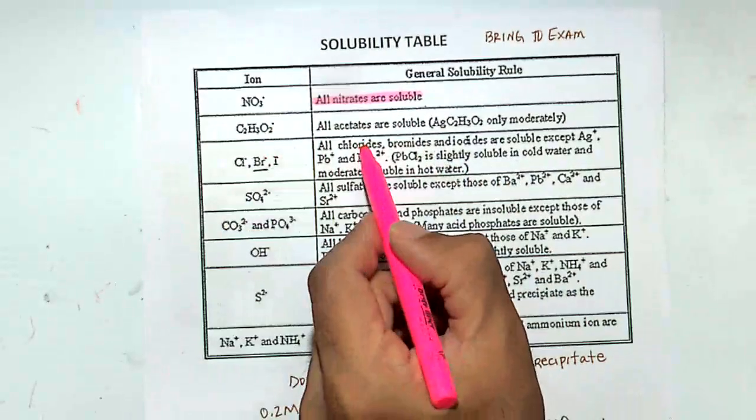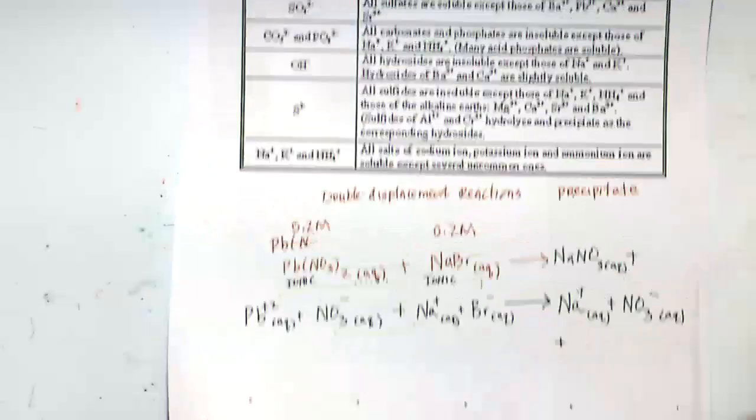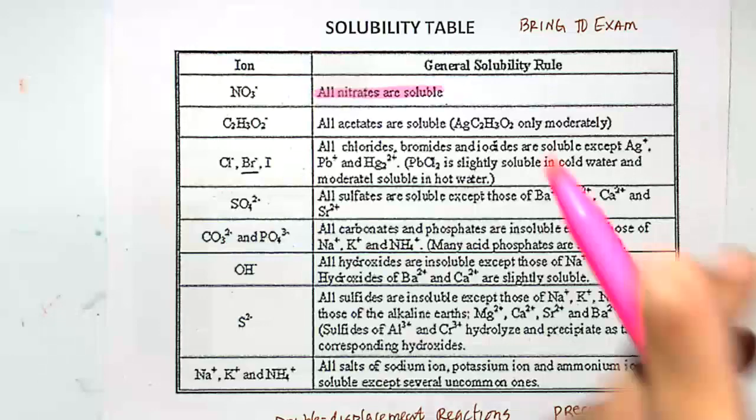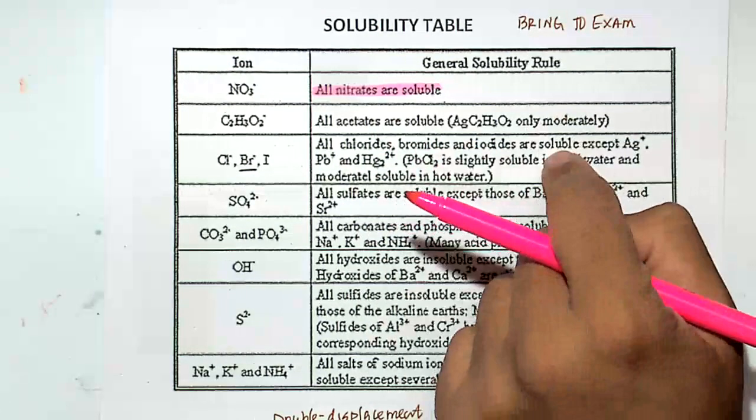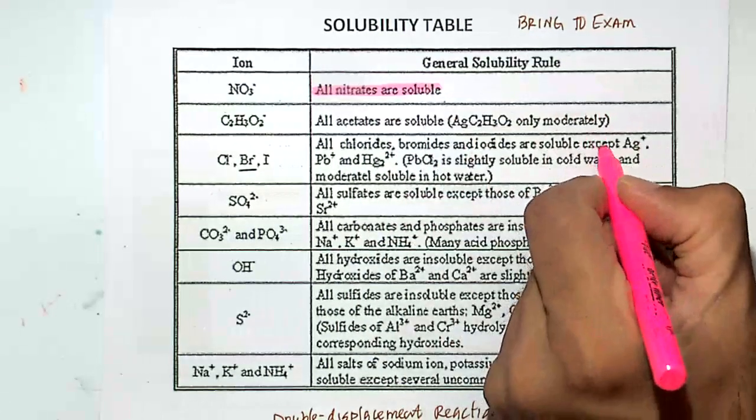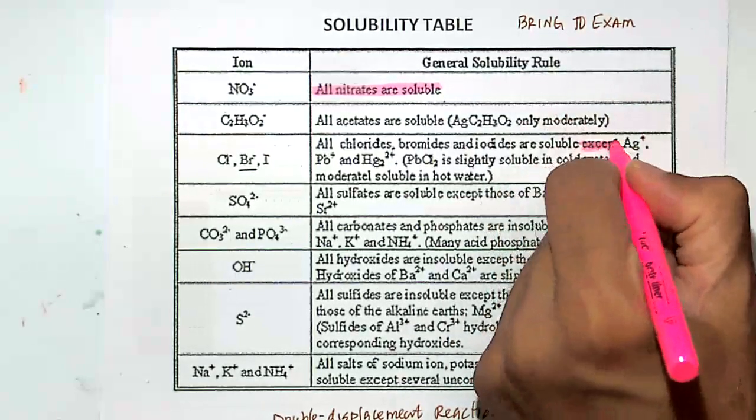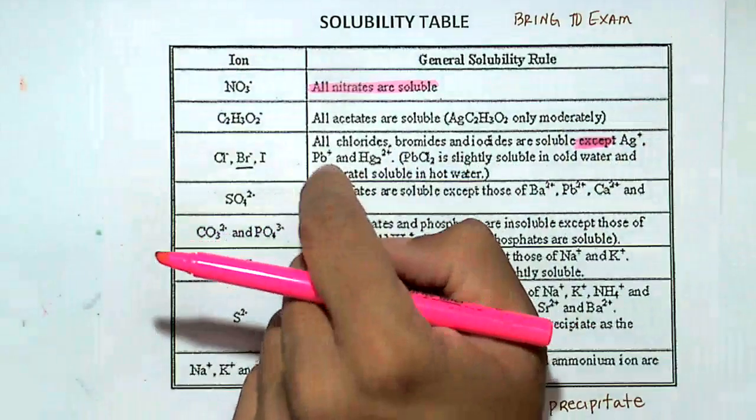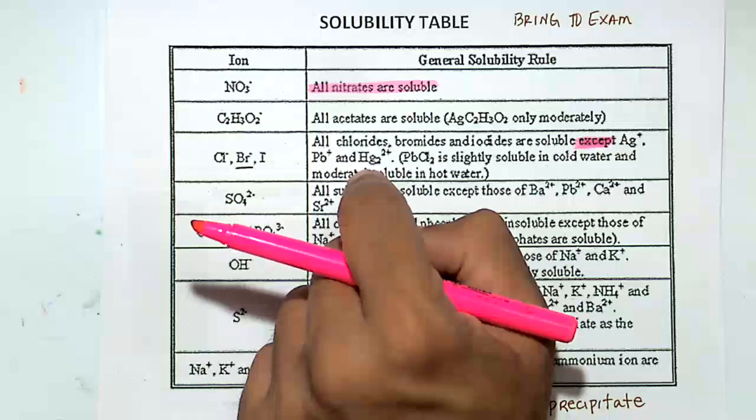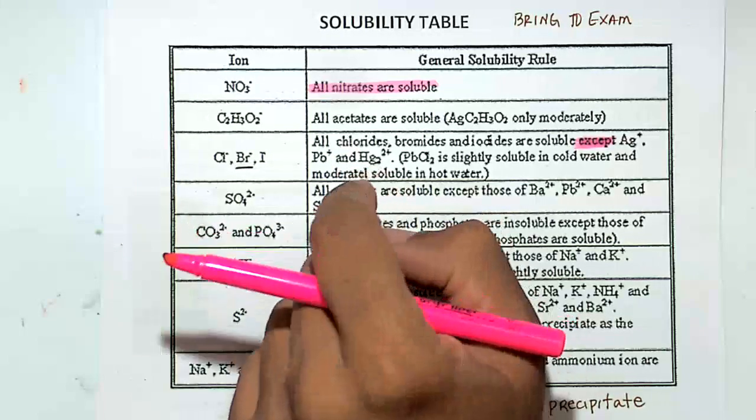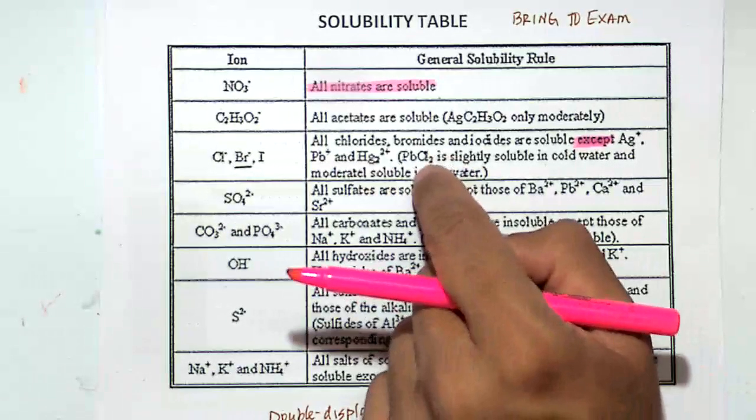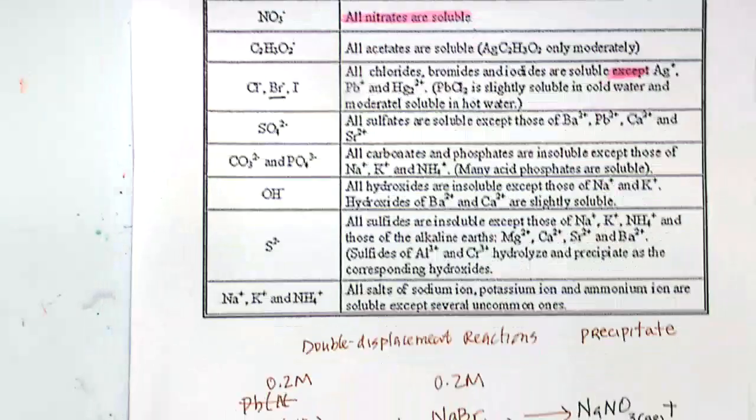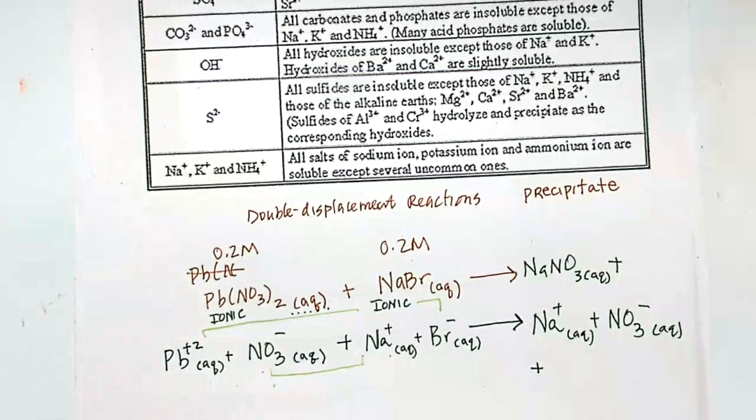Okay, I'm going to read this out. Okay, all chlorides, bromides, we're interested in. All chlorides, bromides, and iodides are soluble. But a lot of people, including myself, will forget the except. Okay. Except which ones? Ag plus, which is silver, Pb plus, lead, and then this is Hg2, mercury. Okay. And then it says PbCl2, slightly soluble, blah, blah. Okay. So this is actually going to be PbBr2.